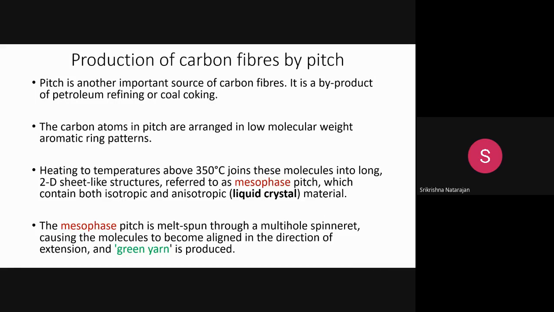In between that, it will form a liquid crystal type of domain, or you can say it is a mesophase, which is in between the solid and the liquid, that can be spun through the melt spinning system, so that the molecules get aligned, and so that you will get some strength, and the orientation can be obtained, and a green yarn can be produced. So a green color type of fiber can be produced.